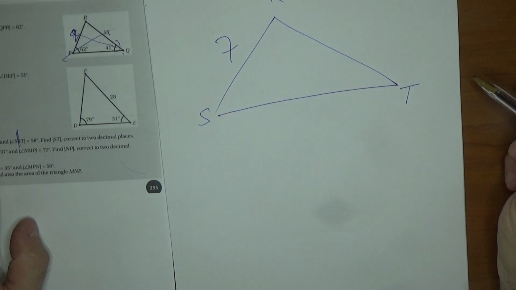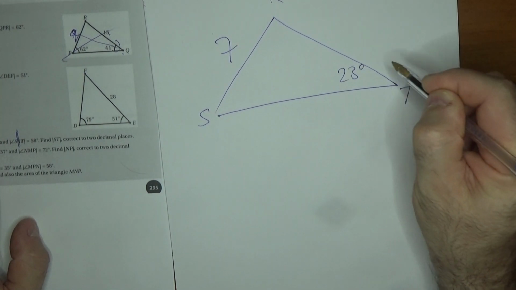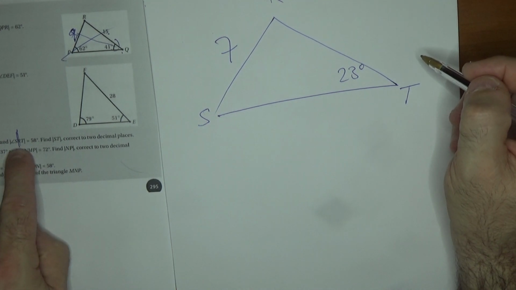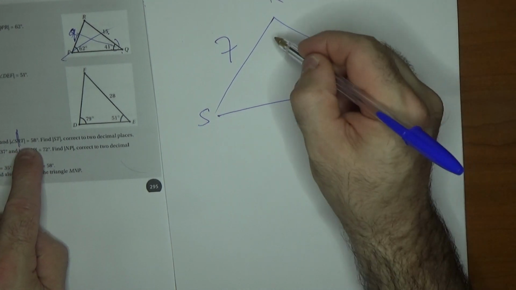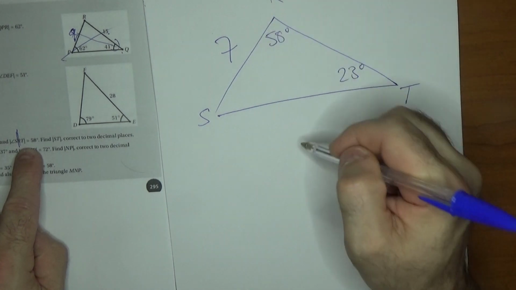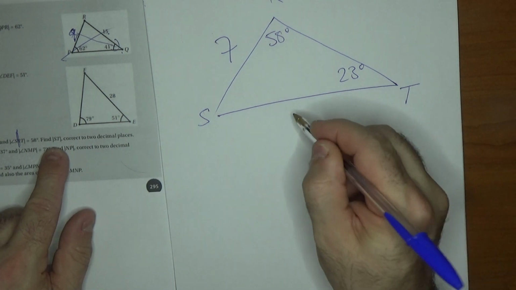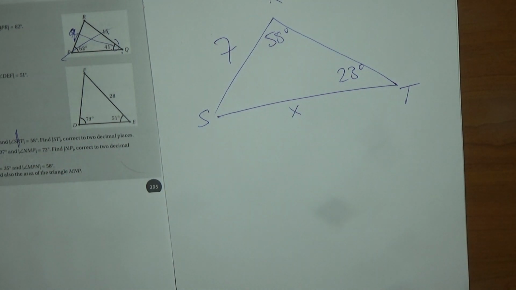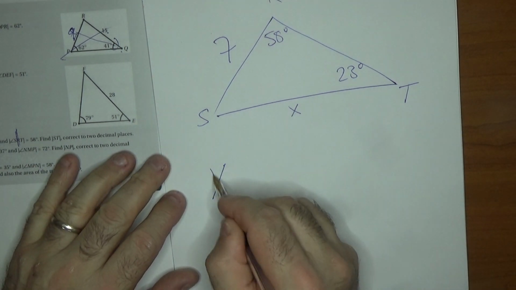The angle at T is 23 degrees. The angle at R is 58 degrees. And you can probably figure out what they're going to ask us, ST, and they are indeed. Let's call it X. Okay, so I'm going to start off with X equals.